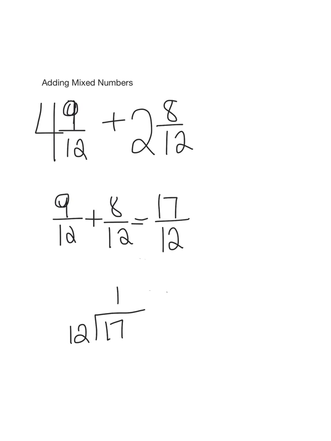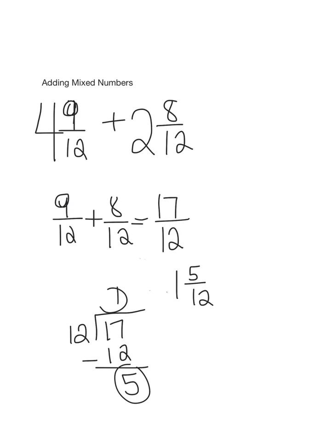12 can go into 17 once. 1 times 12 is 12. And I end up with my mixed number of 1 and 5/12. So all of that work, just those fractions, gave me 1 and 5/12.